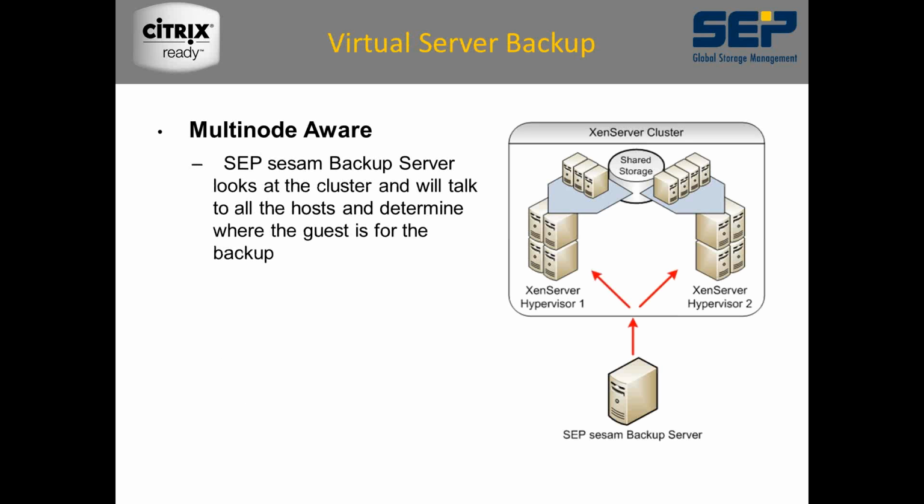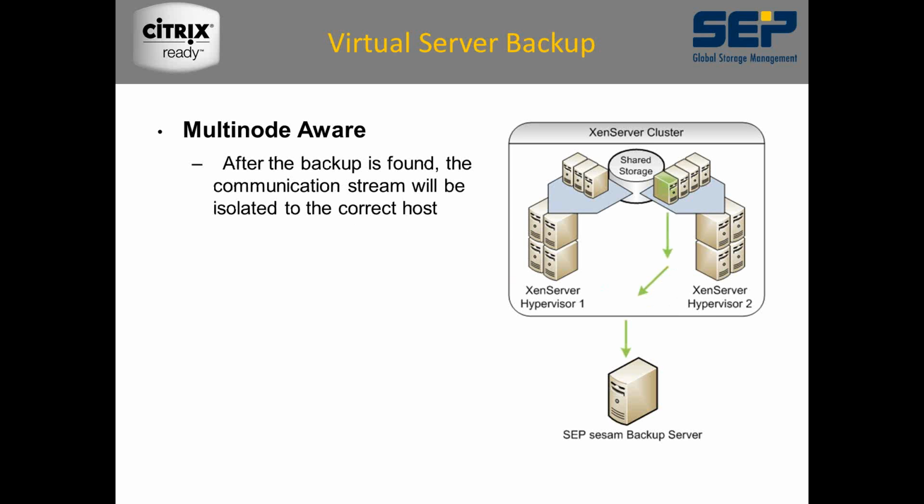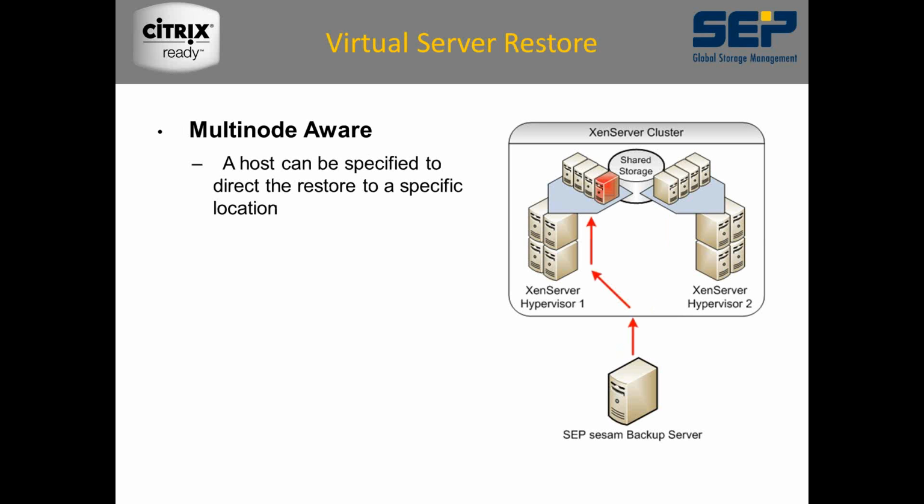So let's just go through a quick scenario on a SEP system backup pointing to a Xen cluster, and we're going to point to the master server and go ahead and grab that information. So the backup server itself, by pointing to the master server, it'll talk to all the hosts, determine where the guest is, and identify the guest it's trying to back up. After it finds the guest, it's going to isolate the communication string and back up from the correct host to the backup server.